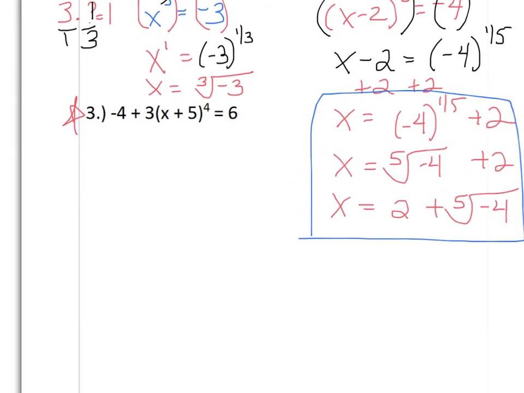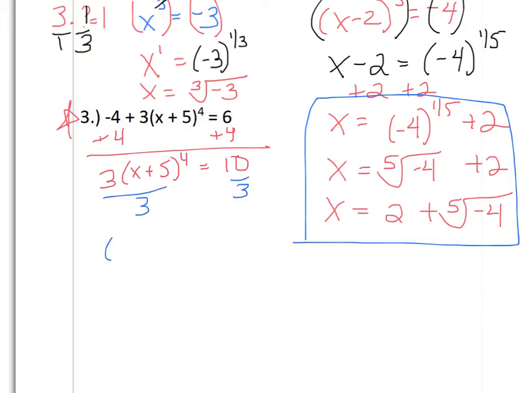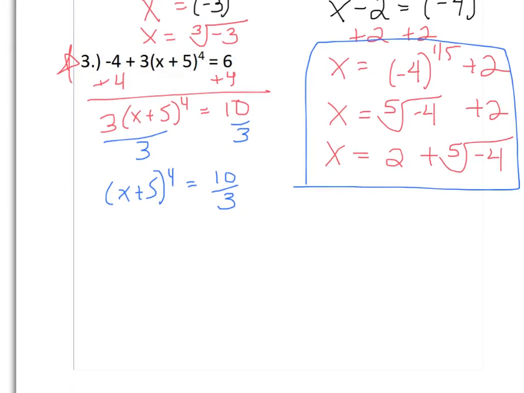Okay, so now here for number 3, we're going to isolate the term that has the exponent. And then we're left with 3 times x plus 5 to the 4th equals 10. We're going to divide by 3. So that's x plus 5 to the 4th equals 10/3. So now we're going to raise both sides to the 1/4 power.